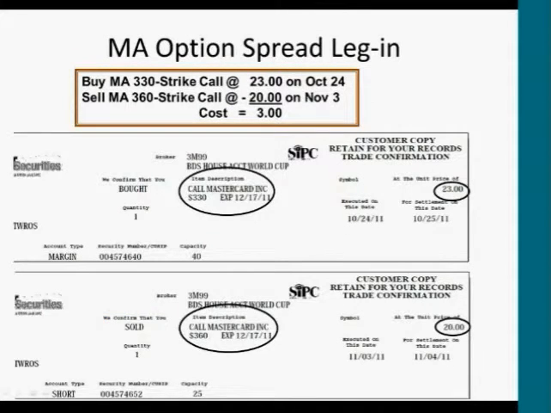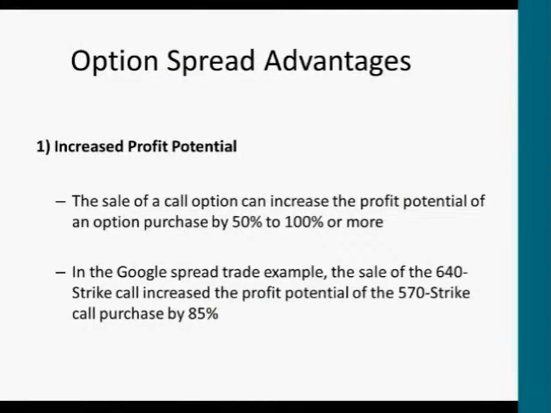Here's another example. This is for MasterCard. I purchased the 330 strike call at 23, and about 10 days later, sold the 360 strike call at 20. So now my risk goes from $2,300 to $300. So this is a great way to trade in these kind of volatile markets where you have volatile price swings, and you not only get downside protection, but you also increase your existing profit potential.